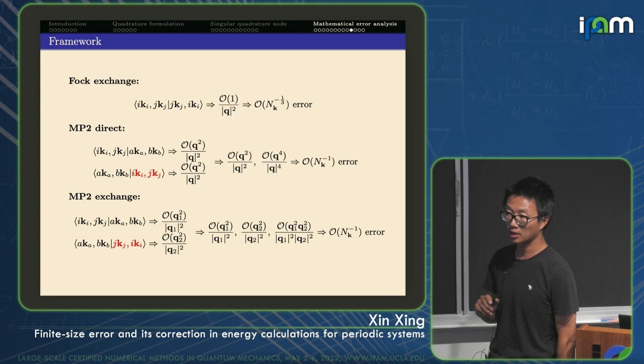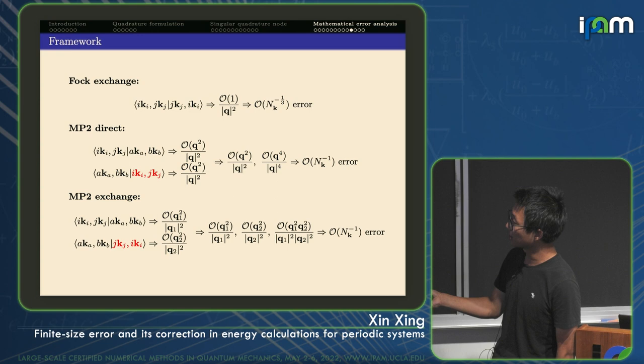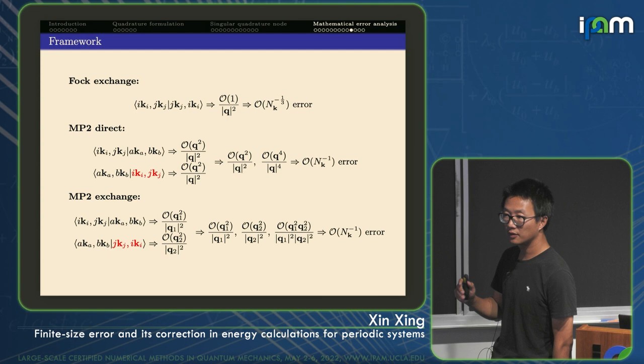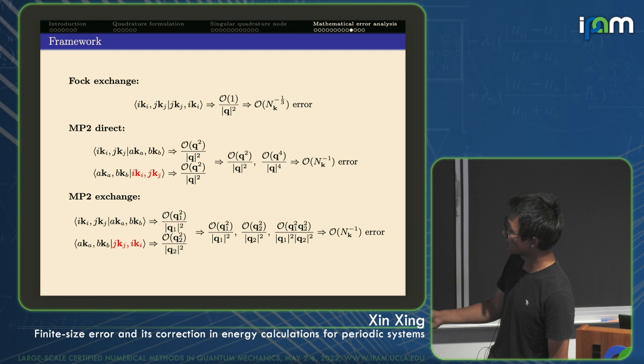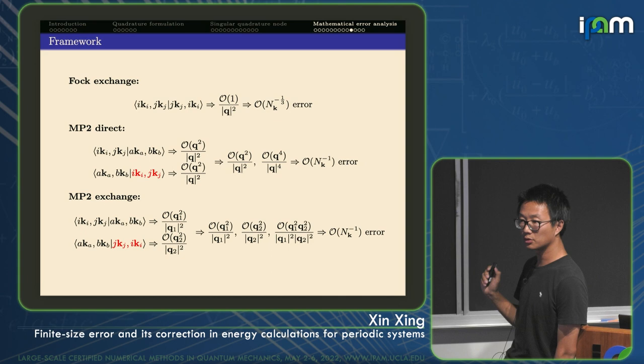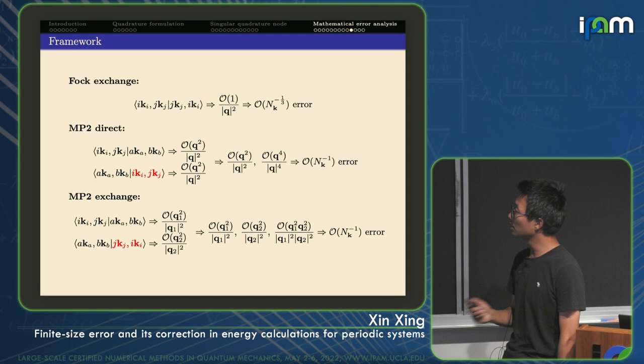For MP2 exchange, it is slightly more complicated because these two ERIs, IJAB and ABJI, will have two independent momentum transfer vectors, which I denoted as Q1 and Q2. So when you multiply them together, you get three forms of long smoothness at either Q1 equals 0 or Q2 equals 0. Our generalized version of this theoretical result can still handle these long smoothness terms and say that the quadrature error is still of scale N to the negative 1.